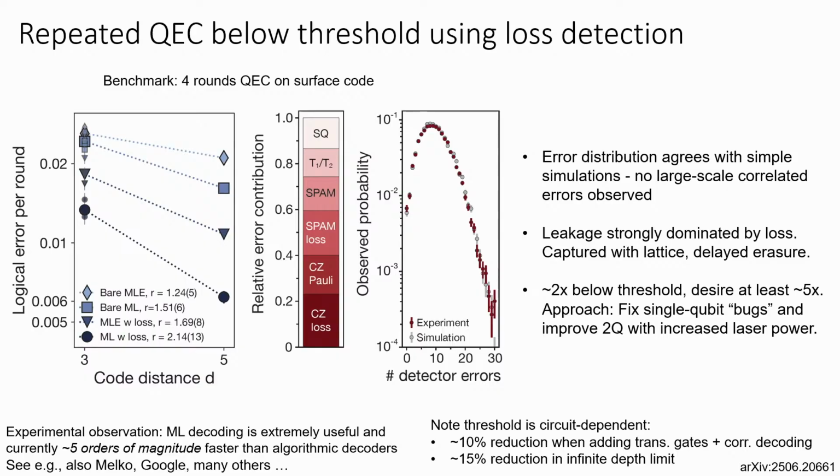And we're currently a factor of roughly 2 below the threshold, but we'd like to get to roughly a factor of 5 below the threshold. But I think it's quite promising. I think the approach that we can take here, looking at this error budget, is to fix single qubit errors. A lot of these single qubit errors I would describe as essentially bugs. They're things that we've gotten to work much better before, and I think it is pretty realistic to reduce this by a factor of roughly 3.